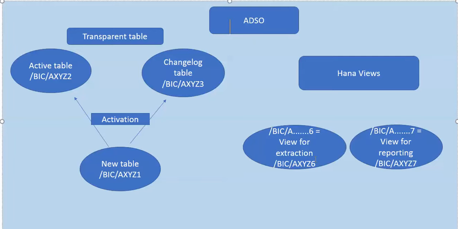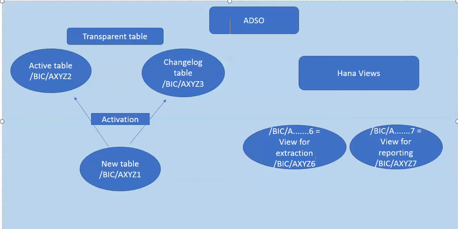I hope I could give you some information about ADSO. I will sum up this video with some questions and answers. First, how many tables does an ADSO have? That should be 5: 3 are transparent tables and 2 are HANA views. What is the importance of these 2 views? These views are used for HANA modeling because views are always faster than the active table.